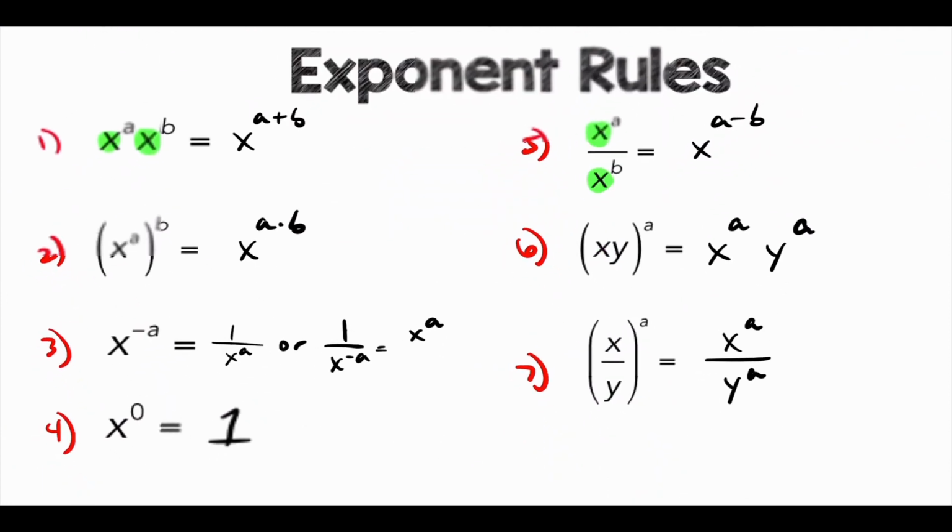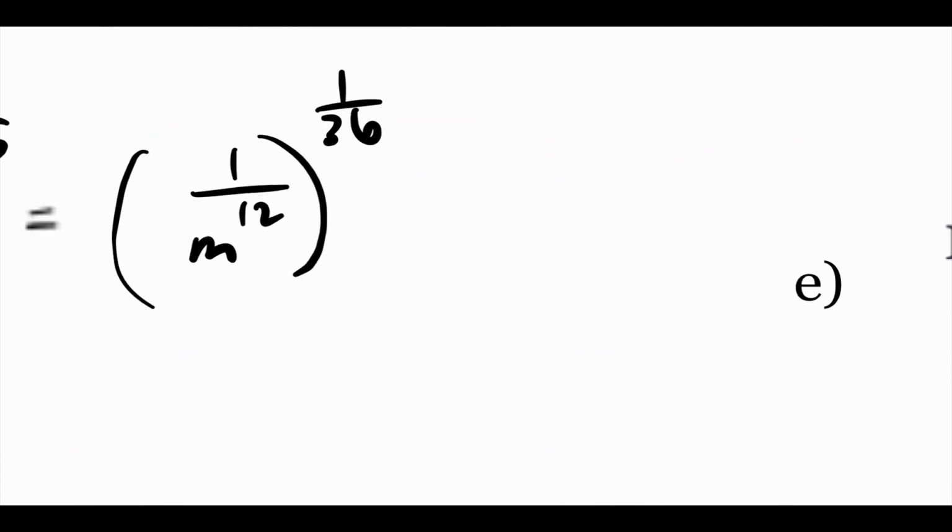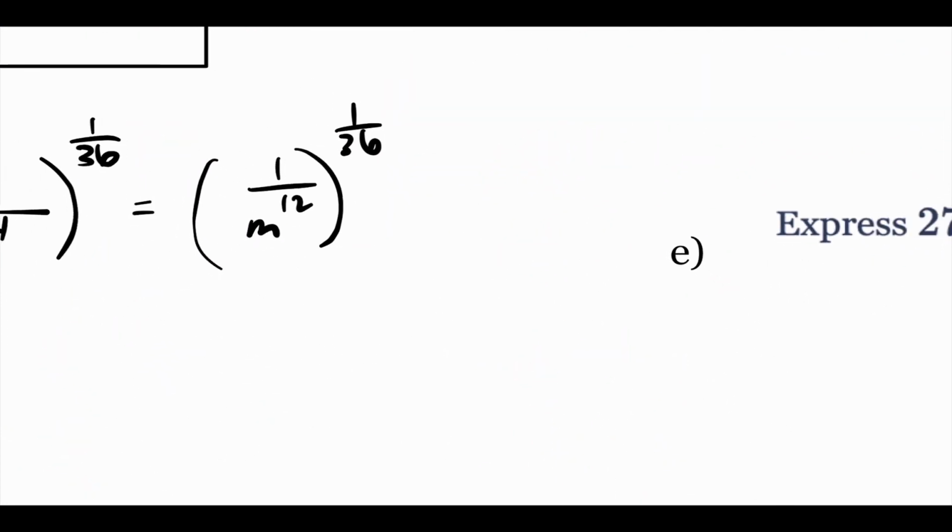That's what's going to happen here. 1 is going to get a power, 1 over 36. M to the second power gets a power, or 12 power, sorry. 1 over 36.